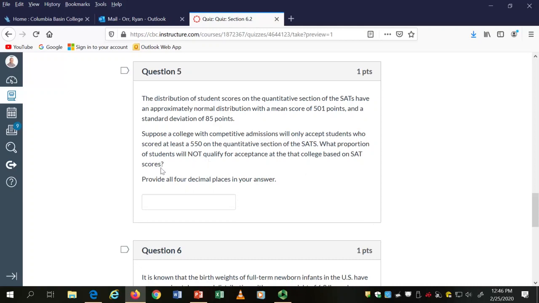It's just that in this one, this college says that they'll only accept students who get a 550. So the ones that will not qualify are going to be below that. So essentially, it's the same. It's just you're doing the probability below 550. You do 550 minus 501 over 85. That gives you the z-score.